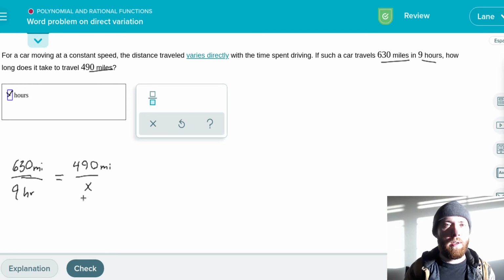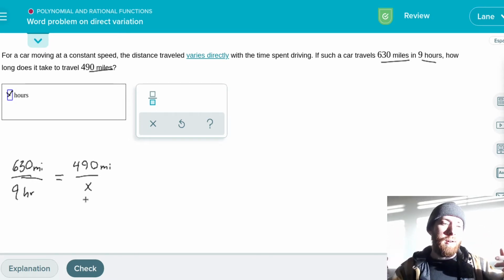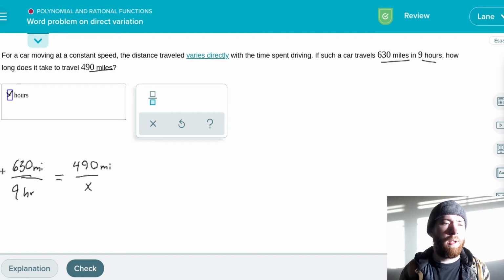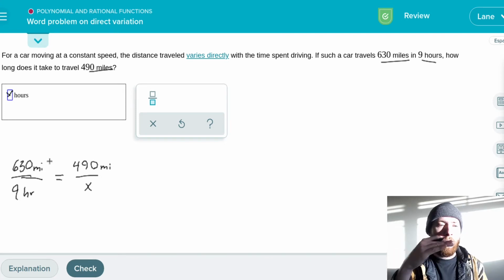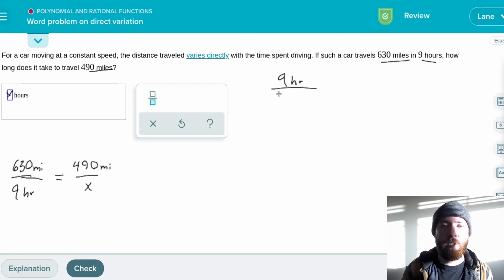The first step I'm going to take, and this is always something you can do when you have an equation with two fractions on both sides, you can flip both sides over. And this would be the same as using the exponent -1 on both sides. It would also be the same as doing 1 divided by both sides. And the word we use for this is reciprocal. So we're going to write the reciprocal of both sides, which is going to be 9 hours divided by 630 miles. And on the right-hand side, the reciprocal will be X divided by 490 miles.